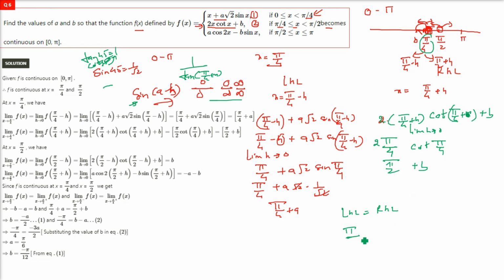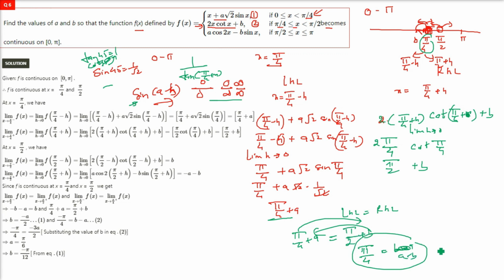Now left hand limit has to be equal to right hand limit as we discussed earlier. So I am equating pi by 4 plus a equals pi by 2 plus b. Now when we equate this, we get an equation. The equation is pi by 2 minus pi by 4, which will eventually be equal to pi by 4, is equal to a minus b. So this will not be b minus a, it is going to be a minus b. Okay, so pi by 4 equals a minus b.